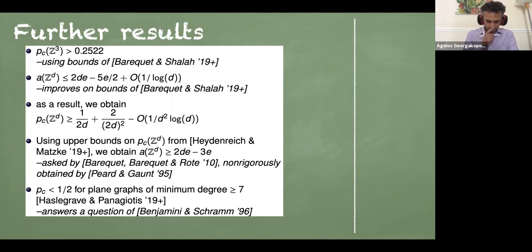Okay, I just wanted to briefly mention, this doesn't really follow from the same technique, but there is some similar argument at some point, and Christophoros with Hasselgrave answered this old question of Benjamini and Schramm that, for example, triangulations of the hyperbolic plane, tessellations of the hyperbolic plane, have PC strictly smaller than a half.